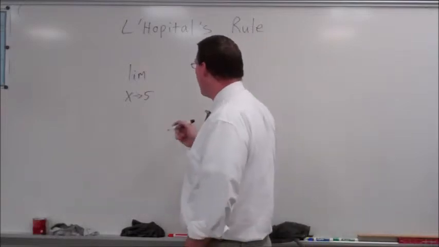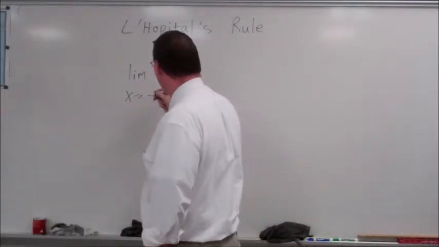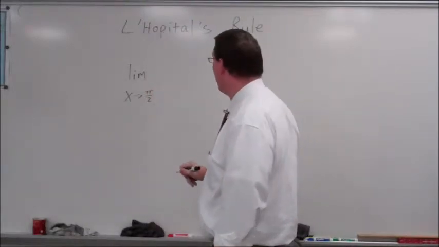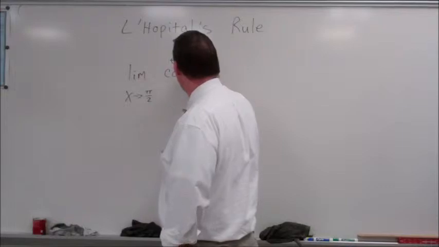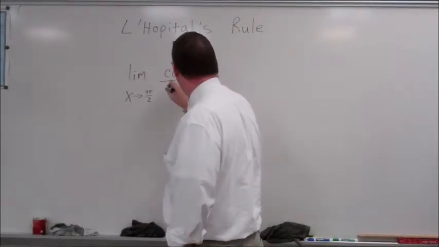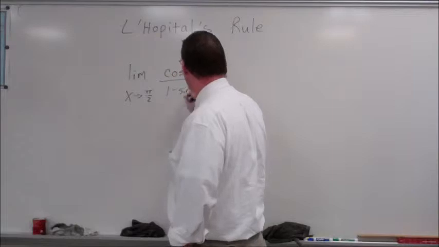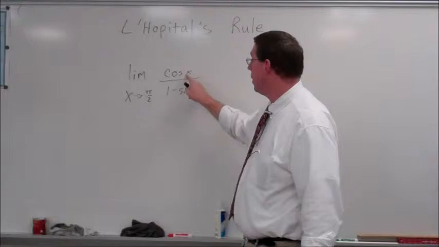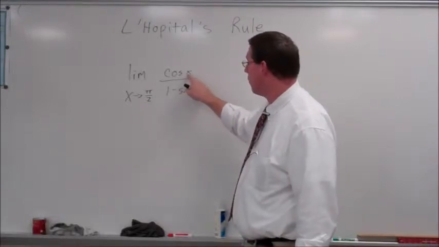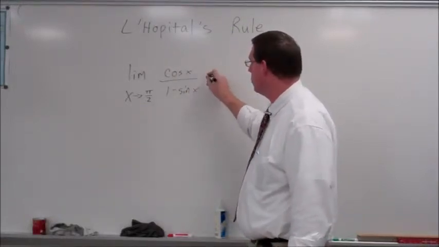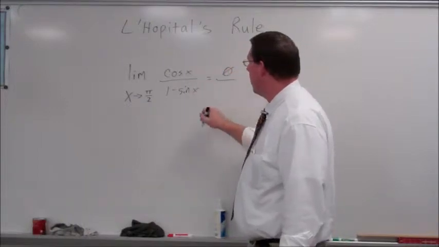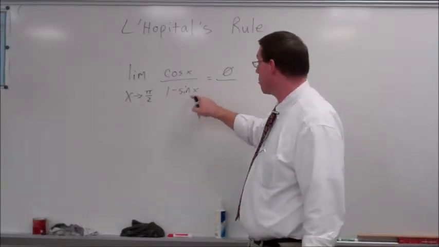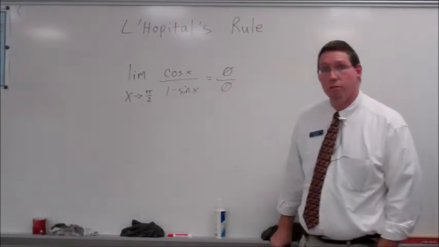Let's say that we have the limit as x approaches pi over 2 of cosine of x over 1 minus sine of x. So now, if we were to plug pi over 2 in for x here, we would get cosine of pi over 2, which is 0. And then sine of pi over 2, well, that's 1, and 1 minus 1 is 0. And so we have an indeterminate form.